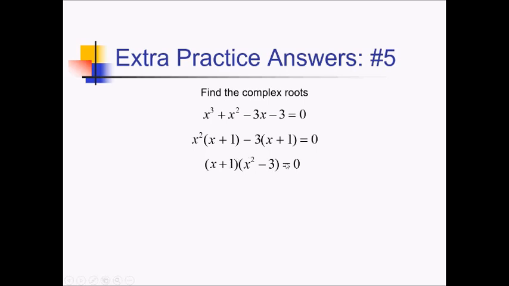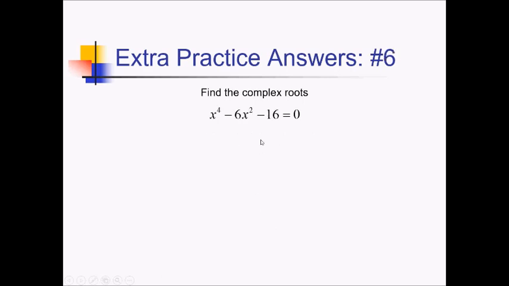Setting each of these equal to 0 and solving, if x plus 1 is 0, that means x is negative 1. If x squared minus 3 is 0, well, I can add the 3 and write x squared equals 3. And then I can just square root both sides to get x equals plus or minus radical 3.